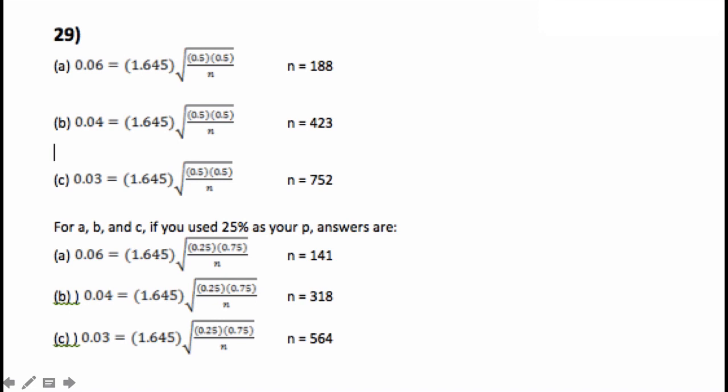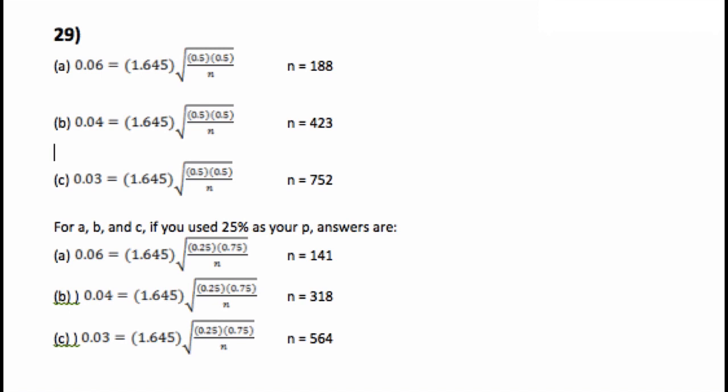Okay, so remember that our margin of error formula is z star times the square root of p hat times q hat over n. We want it to be equal to 6% in the first one, so I'm going to set it equal to 6%, and then I'm going to use some algebra to solve for n. Then I'm going to set up the second one. I want it to be equal to 4%. Set it up the exact same way, except the 6% is 4%. And same in part C, set it up as 3%, and then just do algebra to get n by itself.